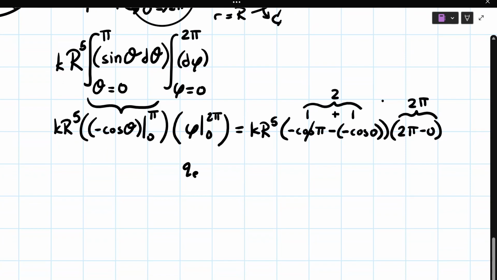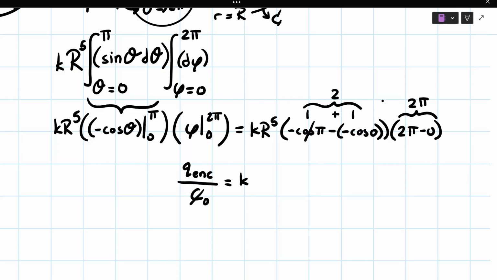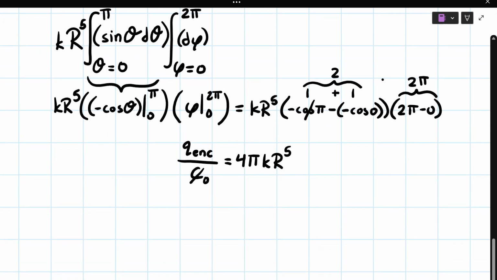And I find that Q enclosed over epsilon naught, remember what we're doing here, is equal to, well, I should put the numbers in front, 2 times 2 pi is 4 pi, times k r to the fifth.